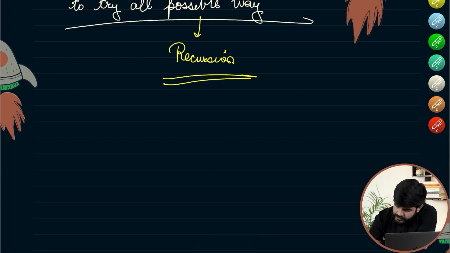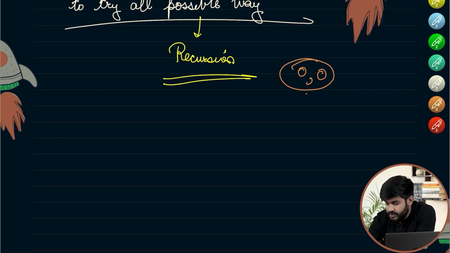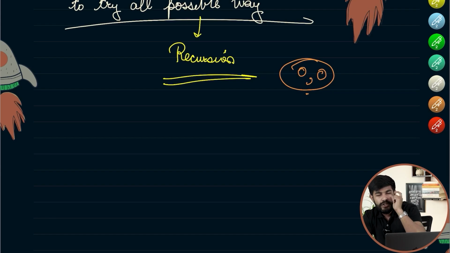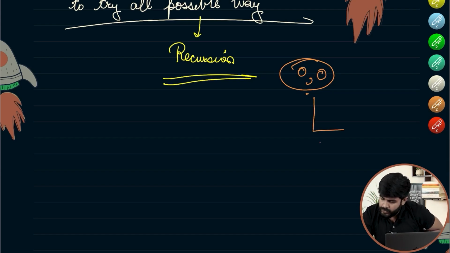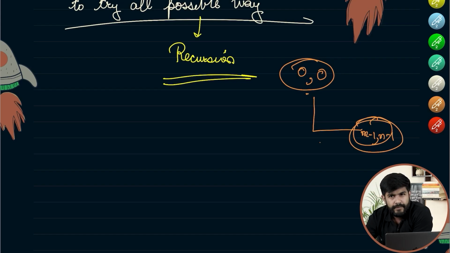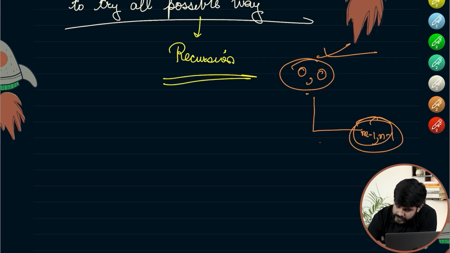So see, I would start with the very first top left corner and I would go to the bottom, m minus 1 comma n minus 1. So this is my starting point. Okay, so let's talk about the base case first. What is the base case?